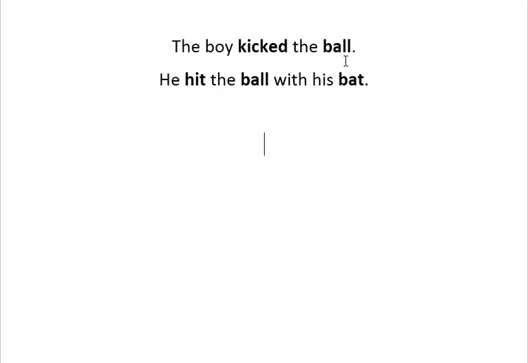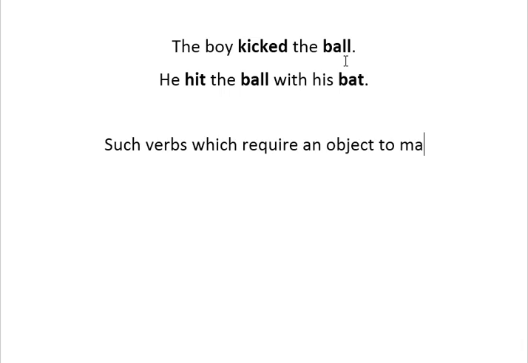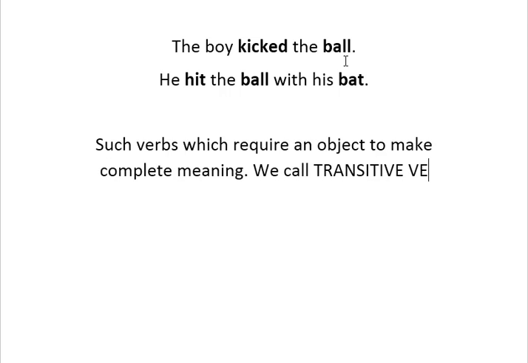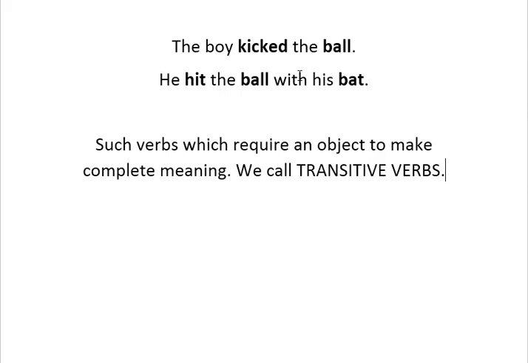So such verbs which require an object to make complete meaning we call transitive verbs, right? See, these verbs require an object to get complete meaning.